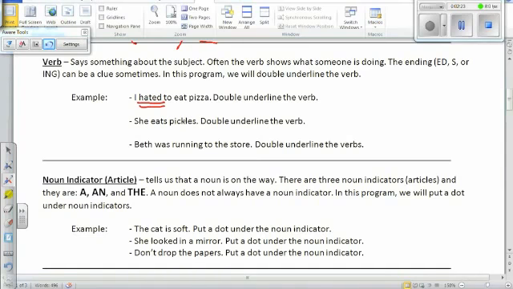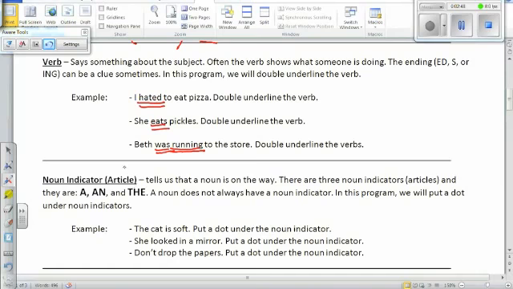She eats pickles. Well, this is an action. You know what she does. She eats. We double underline eats. Beth was running to the store. We know what Beth did. Action, she ran. Now what you'll learn is that was is actually helping the word running. Was is a helping verb. So let's move on to noun indicator.